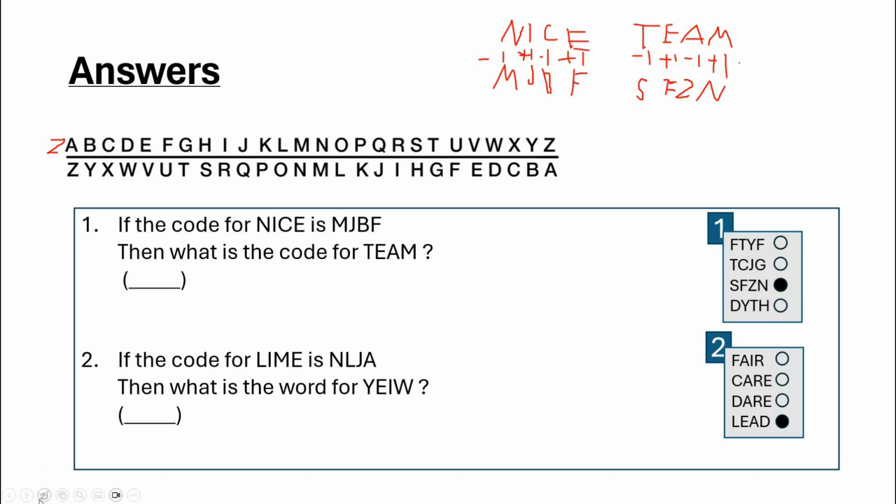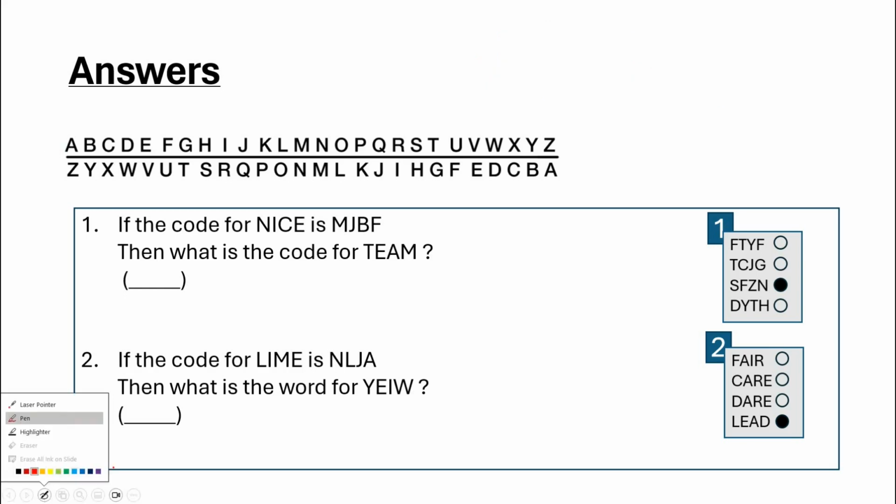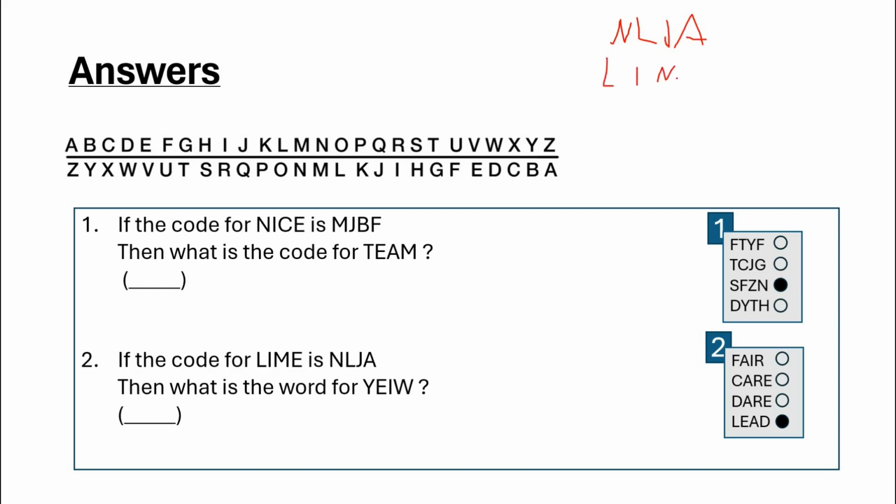And for the second one, the answer is lead, because it's asking us the word, not the code this time, and it's telling us that the code for lime is NLJA. And we have to try to find the word for YEIW. Okay, so because they're asking us for the word, we have to write the code first. NLJA, and then LIME.